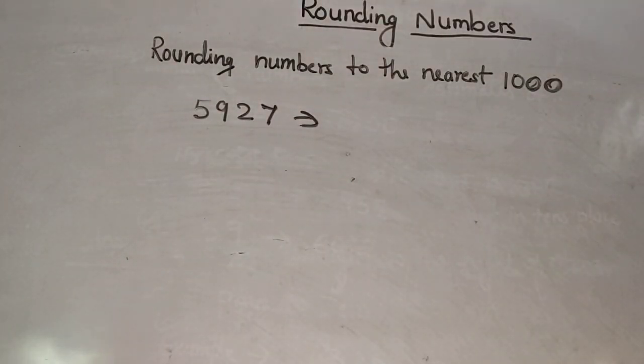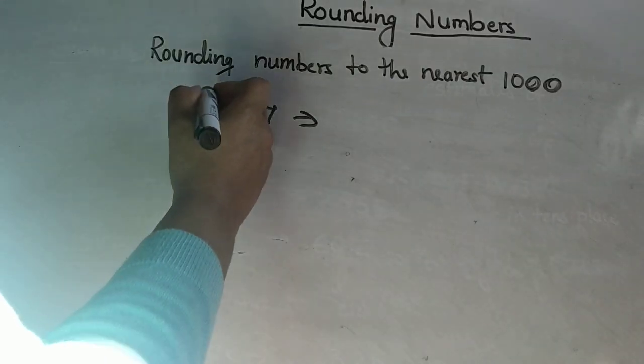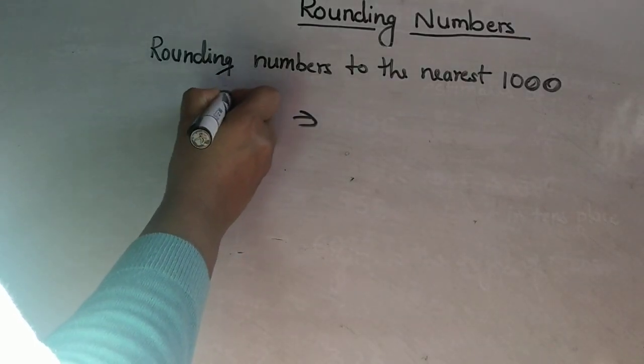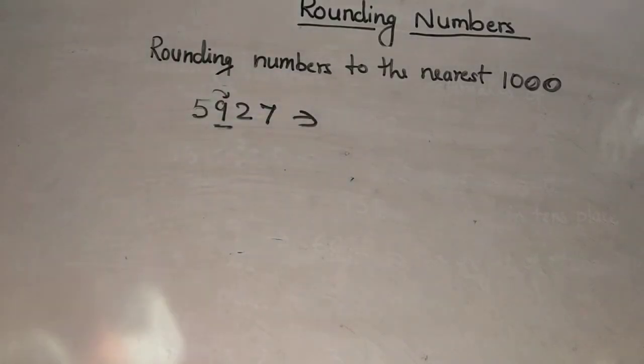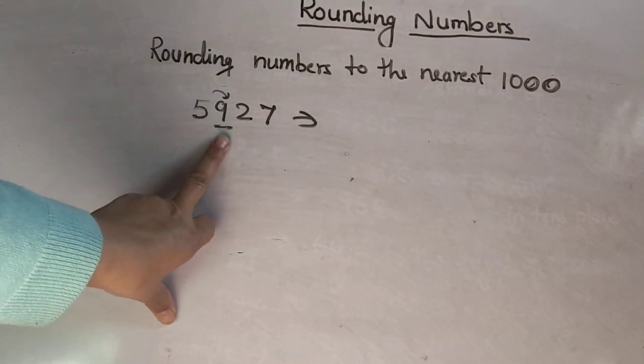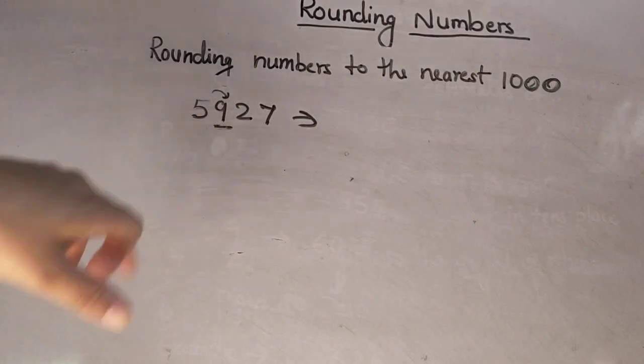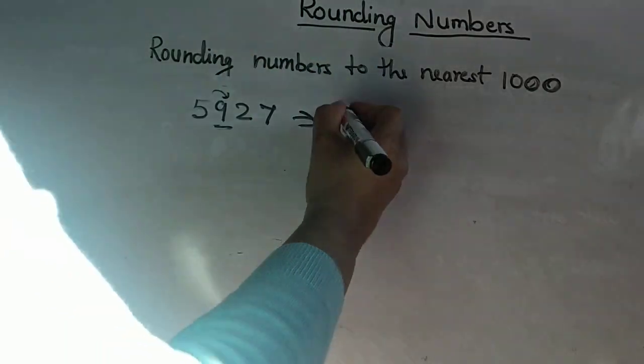5927. So first step, look at the digit to the right of the 1000 place, which is the 100 place. If this digit is greater than 5, add 1 to the 1000 place. So yes, it is greater than 5, it will be 6.